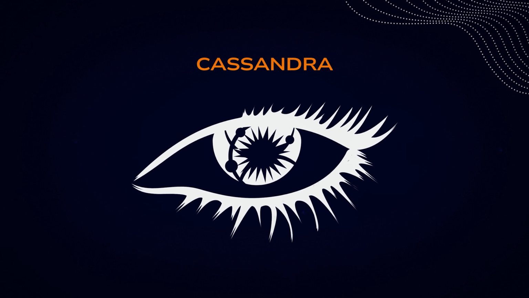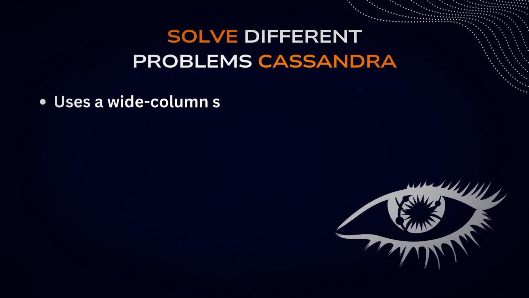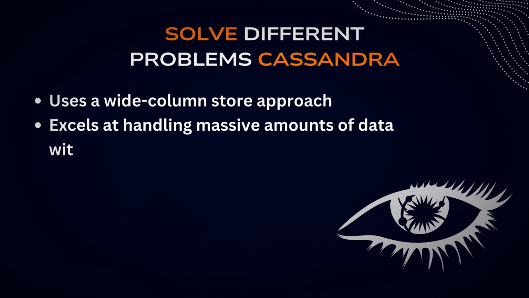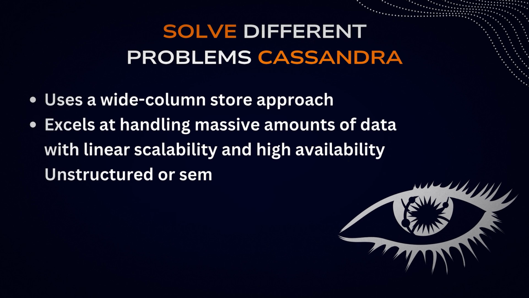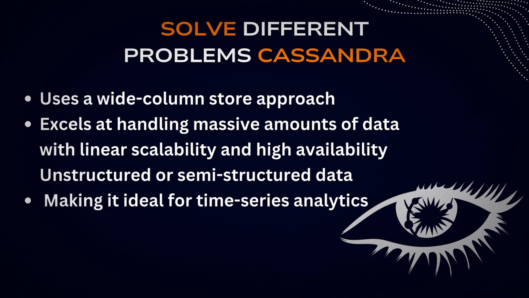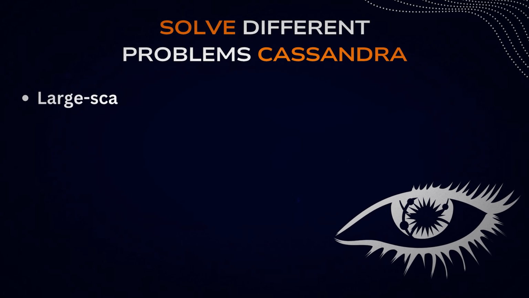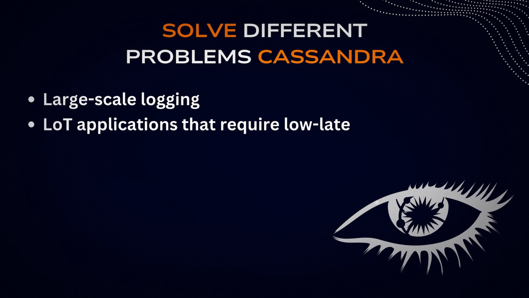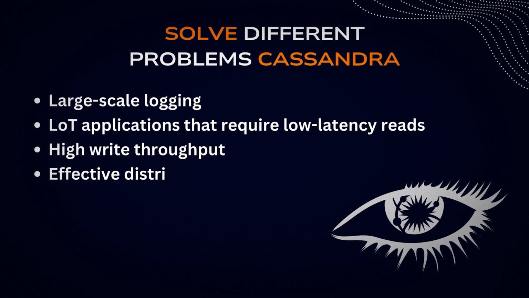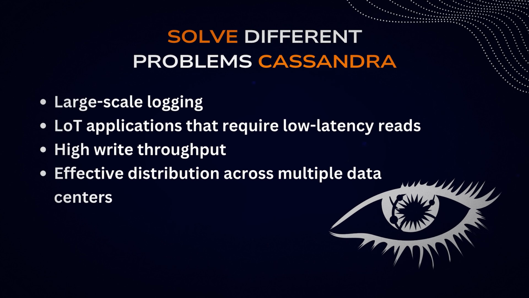In contrast, Cassandra DB, which uses a wide column store approach, excels at handling massive amounts of data with linear scalability and high availability, making it ideal for time series analytics, large-scale logging, or Internet of Things applications that require low latency reads, high throughput, and effective distribution across multiple data centers.